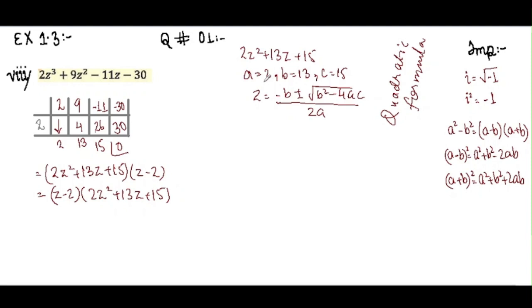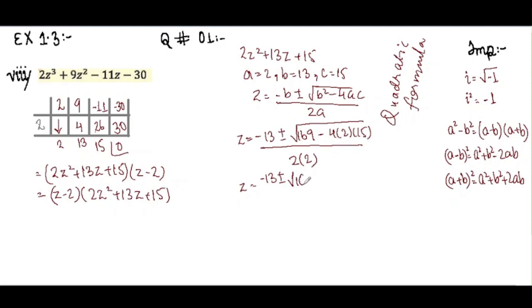Now we are going to use these a, b and c in this formula. So we get z equals minus b, minus 13, plus minus square root of 13 square, which gives us 169, minus 4 into 2 into 15, whole divided by 2 into 2. z equals minus 13 plus minus square root of 169 minus 4 2s are 8, 8 into 15 we get 120, whole divided by 2 2s are 4.